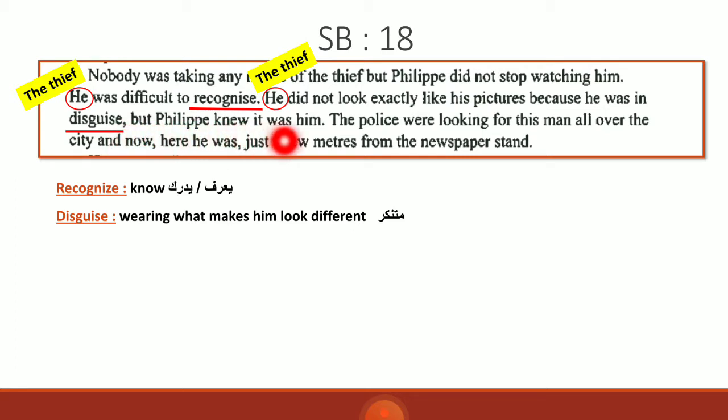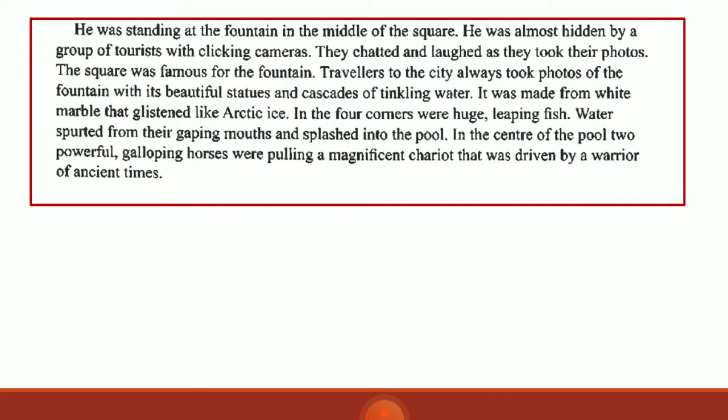But Philippe knew it was him. Philippe knew that this man was the thief whose picture was in the newspaper. The police were looking for the man all over the city. Now looking for means searching. So the police were looking for the man, meaning they were searching for him all over the city, and now here he was, just a few meters from the newspaper stand. Okay, let's move to the next paragraph.